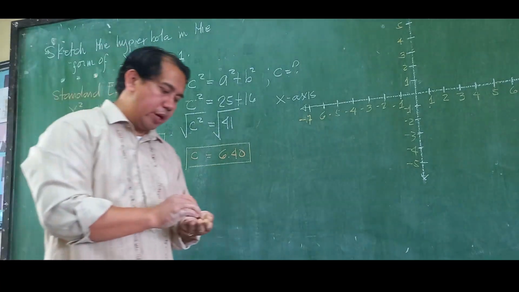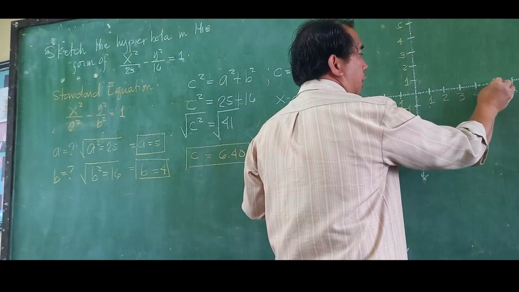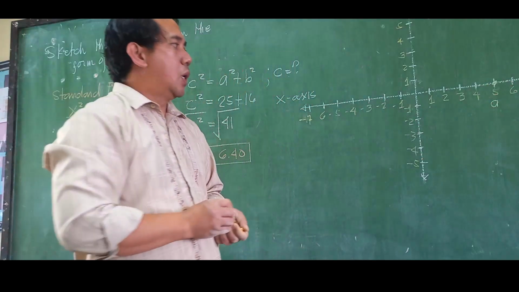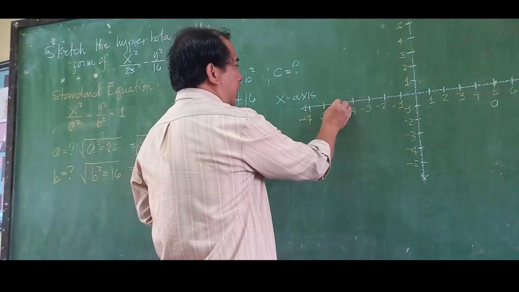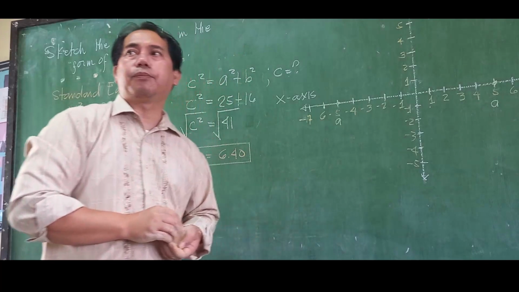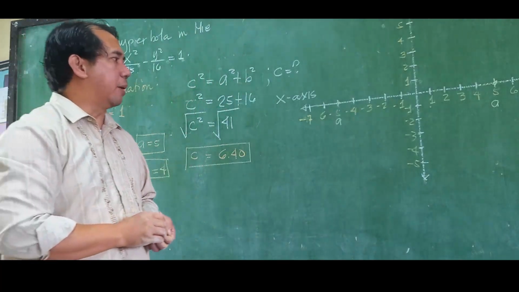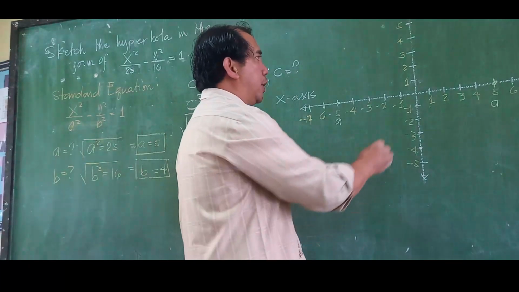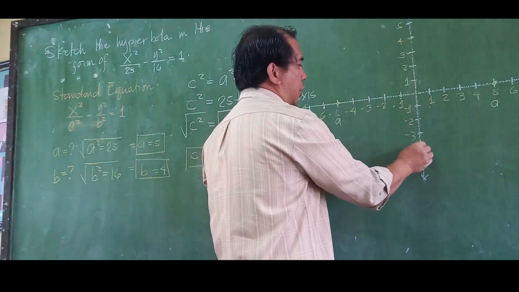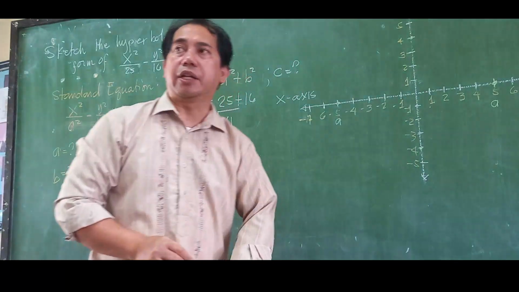So notice, our A is 5, located in here. So that is our A. Definitely the opposite is negative 5, still that is A. The measure is 5 units. Now what about your B? That is 4 units along the y-axis, and then 4 units along the y-axis in the negative side.